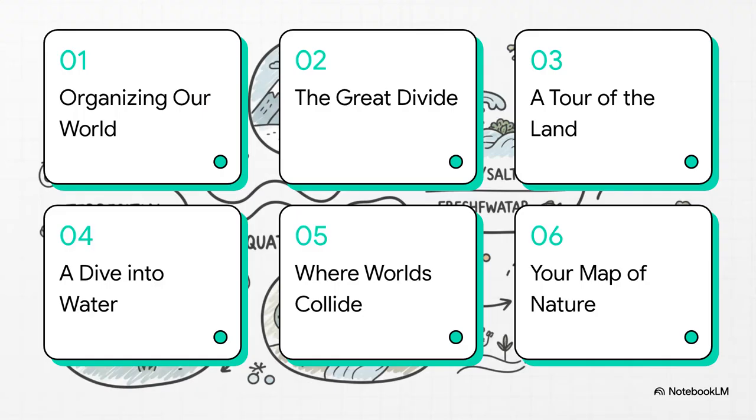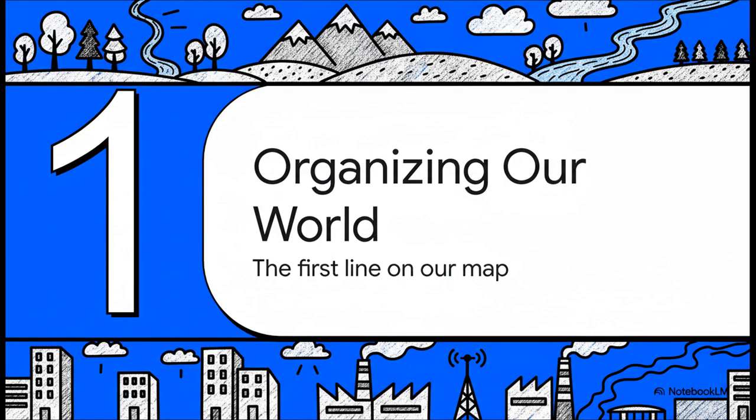And here's our route for the journey. First, we'll get organized. Then we'll draw that great divide between land and water. We'll take a quick tour of each, see where they collide, and then, at the end, you'll have your very own map of nature. Sound good? Let's go.